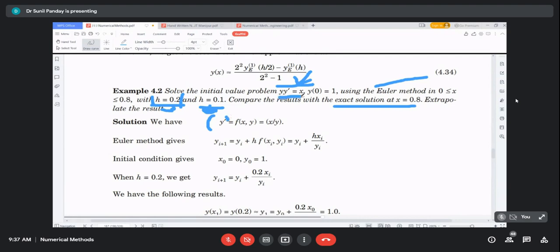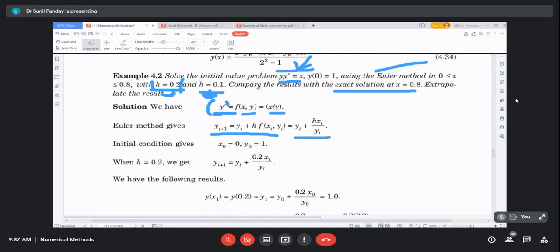So first we write what our y dash is. If I simplify this, I will get x upon y, because if I divide by y, I will get x upon y. So whatever dy by dx is, it is known as f of x, y, and the definition of f of x, y now is x upon y. Now Euler's method is y at xi plus 1 equals y at xi plus h f of xi, yi. So what is the definition of f of xi, yi? It is x upon y, so we replace x by xi, y by yi, and we have yi plus h xi upon yi.